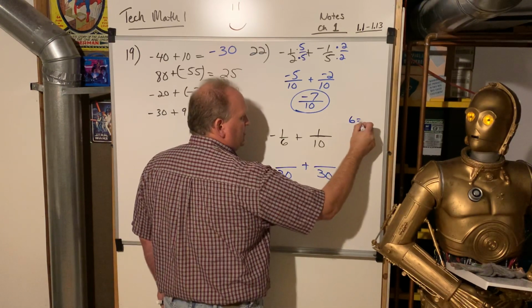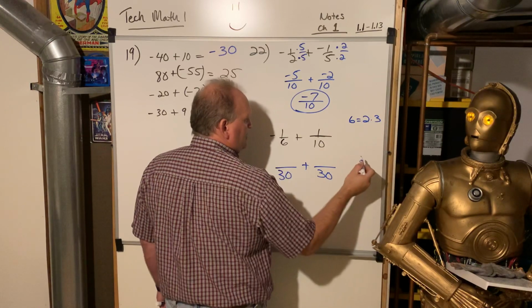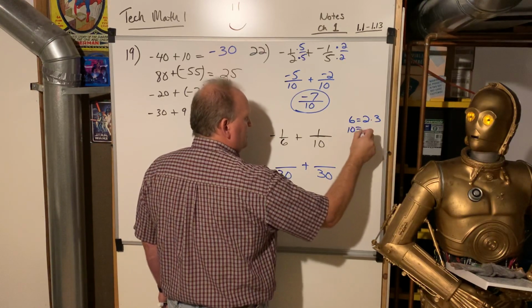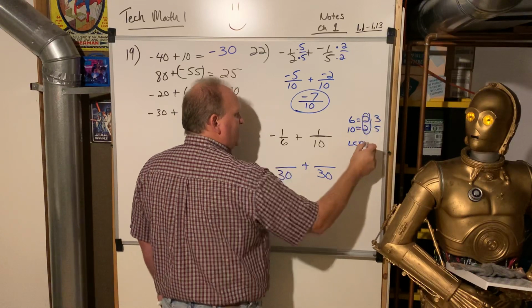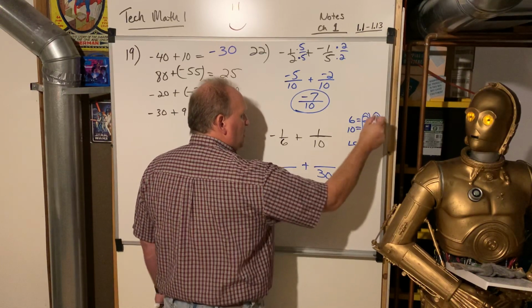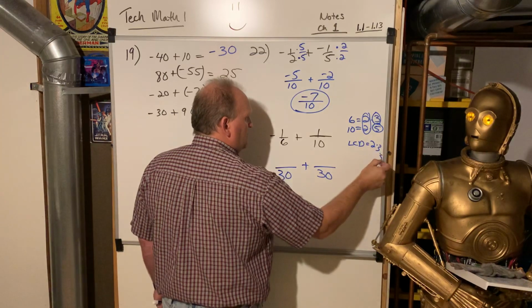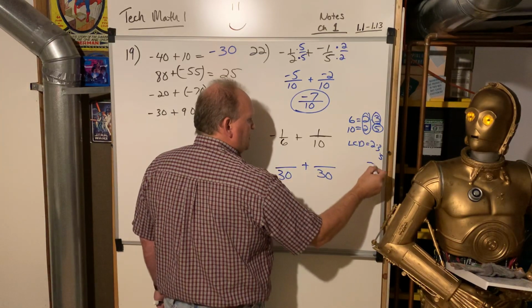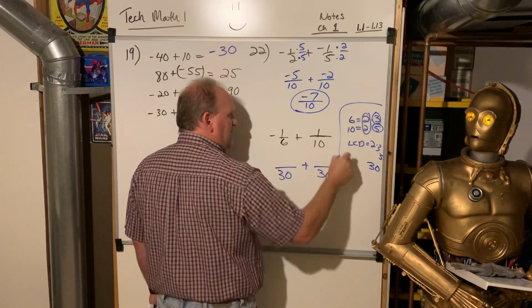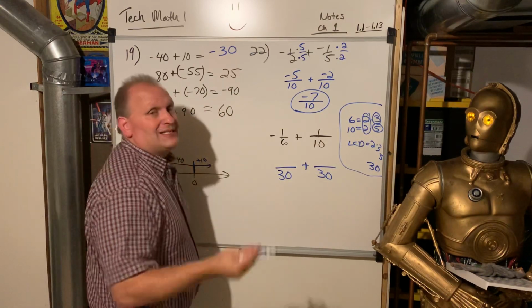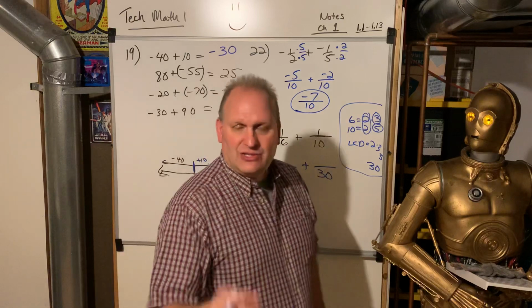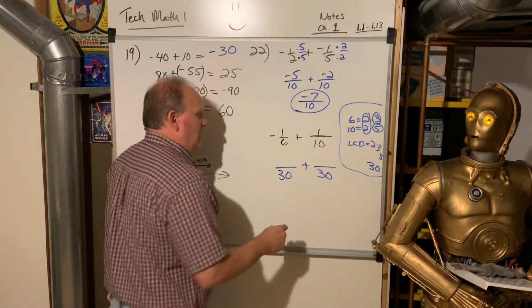Now, there's another way to do it. You could break down 6 into 2 times 3, break down 10 into 2 times 5. And when you're looking for the LCD, you take what they have in common, and then you take all the leftovers. So 6 times 5 is 30. So that's a different way of getting it if you can't just look at it and figure it out. All right. Even if you use 60, though, it'll still work. You'll just have to reduce it at the end for sure.